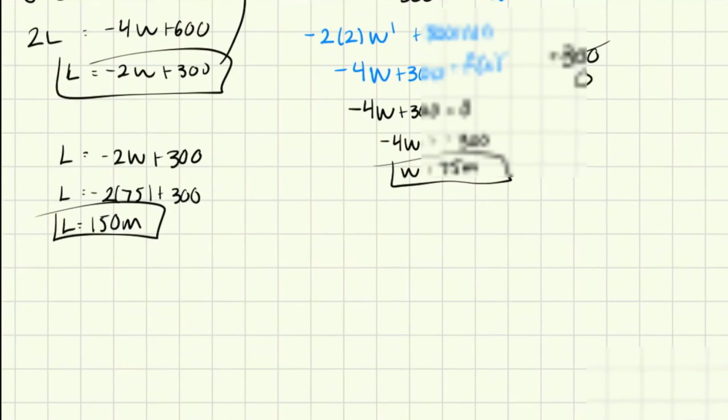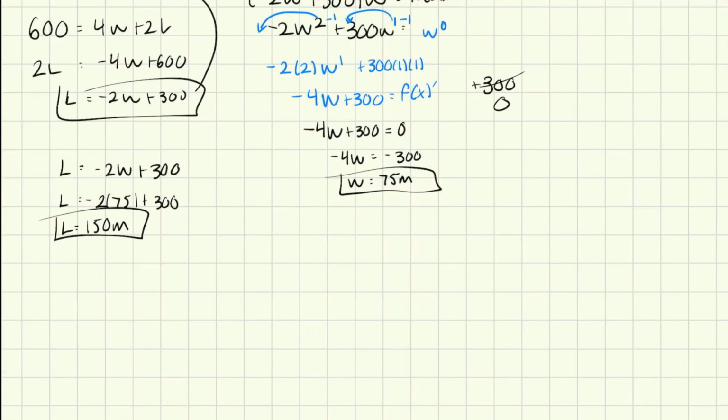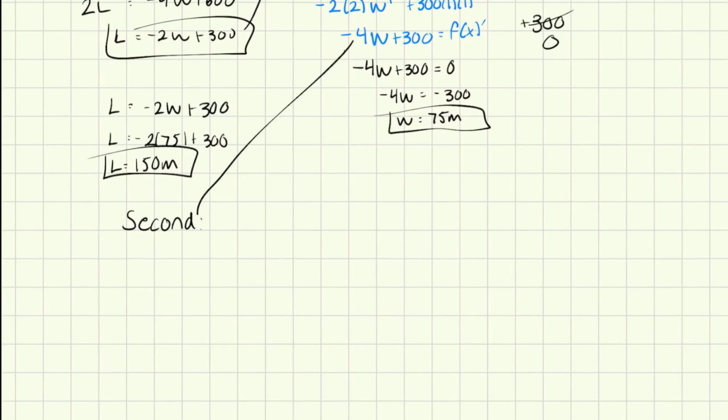The way we can actually test this is to use our second derivative test, which we're going to do over here. All we're doing is taking the derivative of our derivative. So we have negative 4W plus 300. Now let's take the derivative of this.